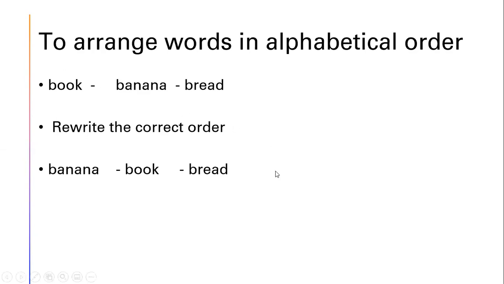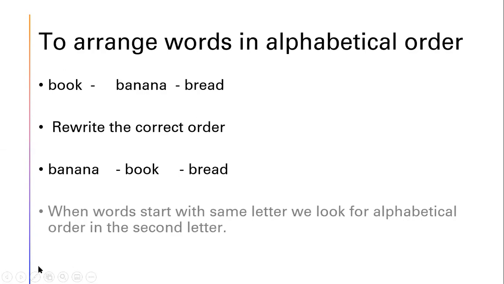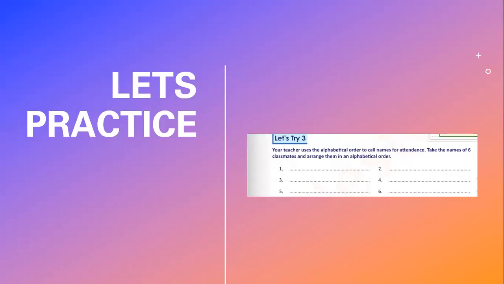Your teacher's attendance register or your roll numbers will be completely based on the alphabetical order. This is the way you get your attendance and your roll number also. The same way here we are arranging the words in alphabetical order. So banana, book, bread. When words start with the same letter, we look for alphabetical order in the second letter.